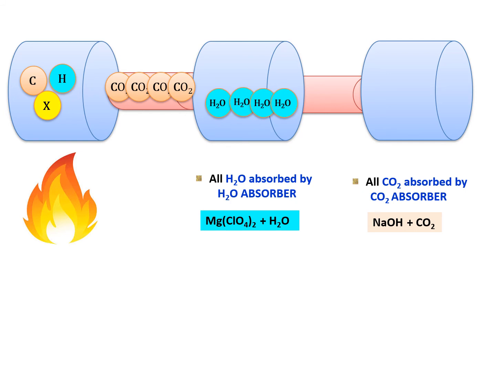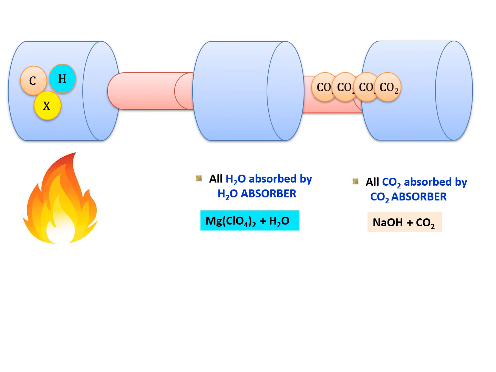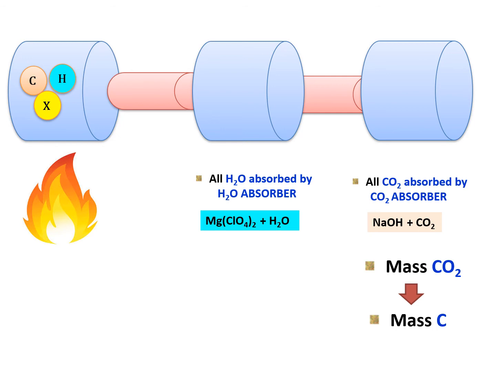Let's view the process. Combustion releases H2O. H2O is absorbed by the H2O absorber. We can get the mass of H2O. Then we can get the mass of hydrogen, where the mass of hydrogen represents the mass of the hydrogen in the sample. Second, the CO2 gas released is absorbed by the CO2 absorber. Then we can calculate the mass of CO2 and the mass of carbon, where the mass of carbon comes from the sample here.